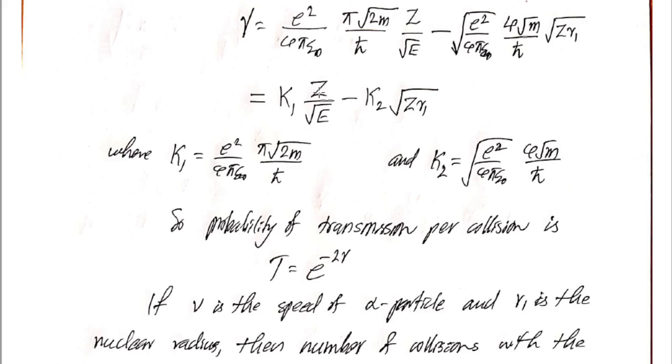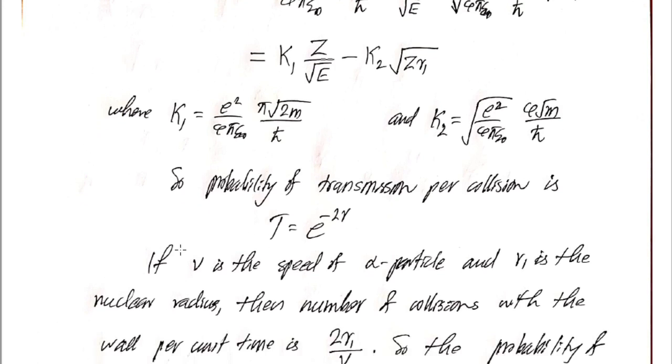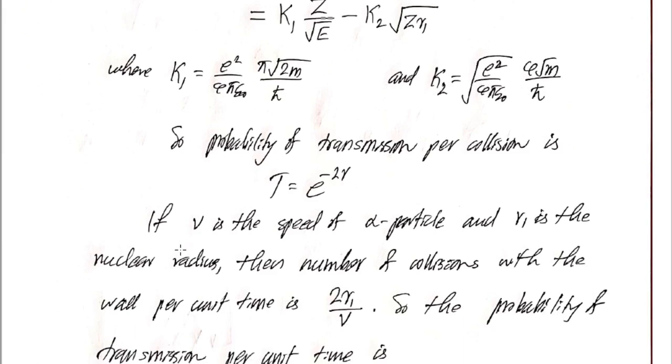So this becomes k1 into Z by root of E minus k2 into root of Z R1, where R1 is the nuclear radius and Z is the atomic number of the daughter nucleus, where k1 and k2 are constants. So the probability of transmission per collision is T equal to e raised to minus 2 gamma. Now the probability of transmission per unit time can be obtained by multiplying the probability of transmission per collision into the number of collisions per second.